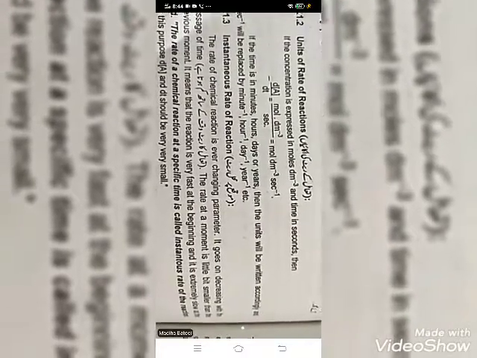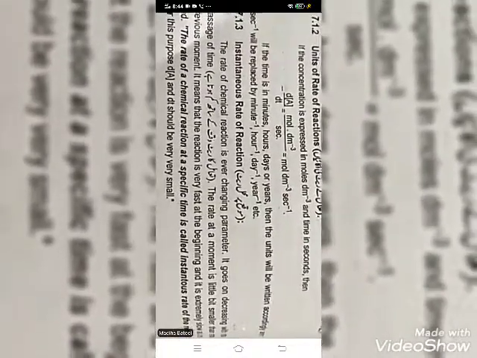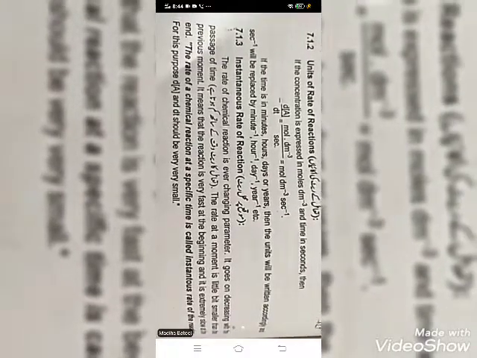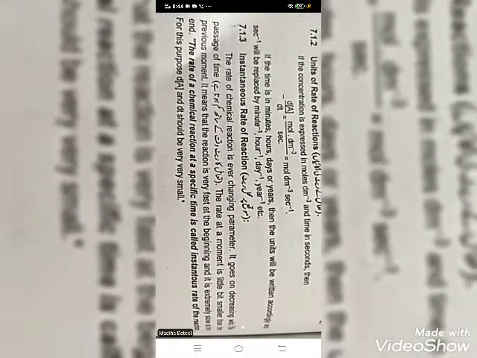Now, what is the instantaneous rate of a reaction? Instantaneous means the rate of a chemical reaction at a given moment. It goes on decreasing with the passage of time. The rate at each moment is a little smaller than at the previous moment, which means the reaction is very fast at the beginning and extremely slow at the end. Why? Because the rate of a chemical reaction at a specific time is the instantaneous rate. It means at any time, whether at the start, zero, or at the end when the reaction is completing, whenever you are judging the reaction, that is called the instantaneous rate.